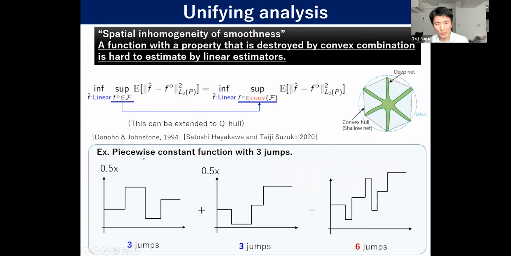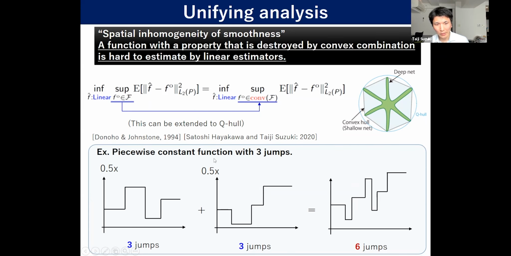Here is one example. Let us consider a so-called piecewise constant function with 3 jumps. This is a very simple function class. It is a piecewise constant function, and there are 3 jumps. We know that there are 3 jumps, but we don't know the locations where the jumps are. We take a convex combination of this function and this function.